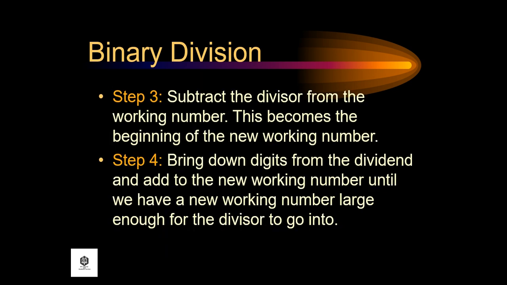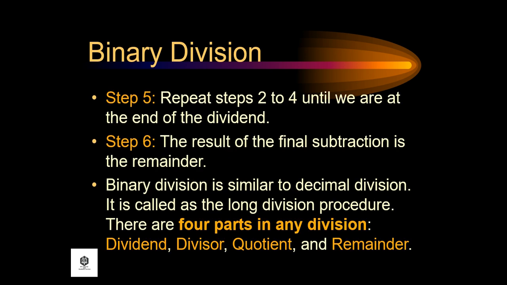Step 3. Subtract the divisor from the working number. This becomes the beginning of the new working number. Step 4. Bring down digits from the dividend and add to the new working number until we have a new working number large enough for the divisor to go into. Step 5. Repeat steps 2 to 4 until we are at the end of the dividend. Step 6. The result of the final subtraction is the remainder.